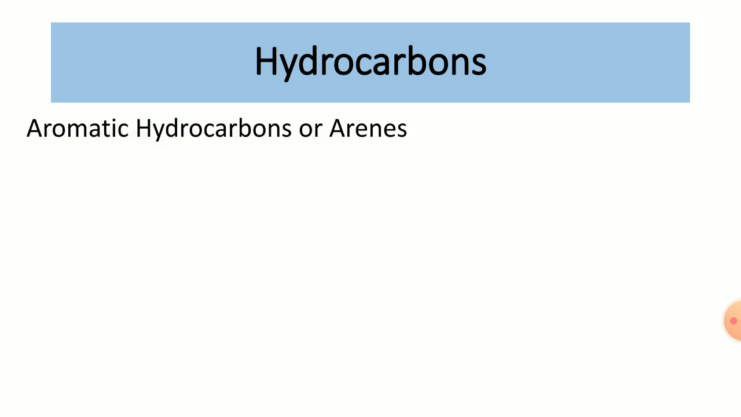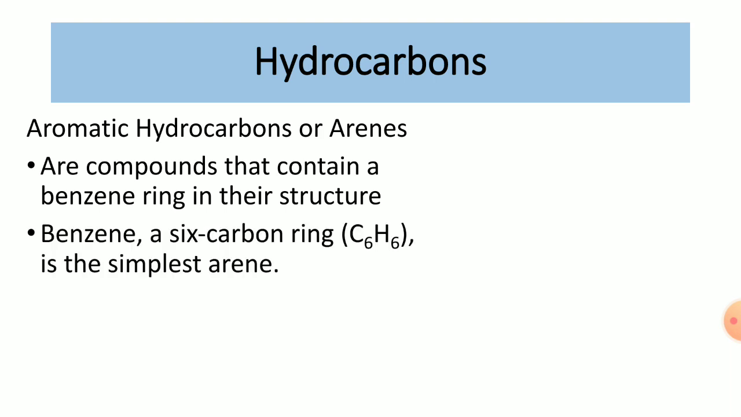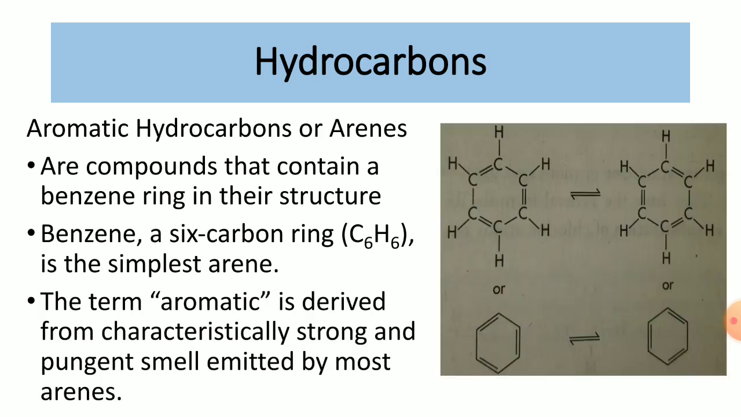And lastly, we have the aromatic hydrocarbons, or the arenes. These are compounds that contain a benzene ring in their structure. A benzene is a 6-carbon ring which has a molecular formula of C sub 6 H sub 6. That is the simplest arene. So this is what we call the benzene ring.